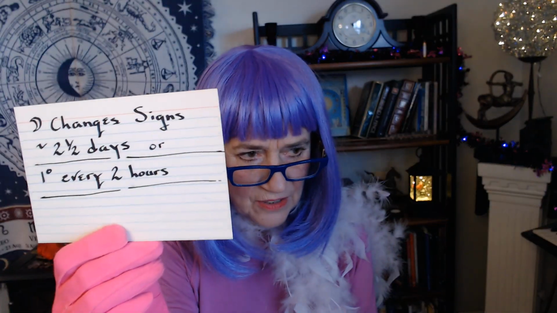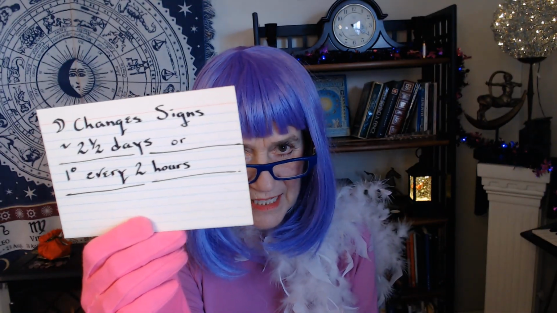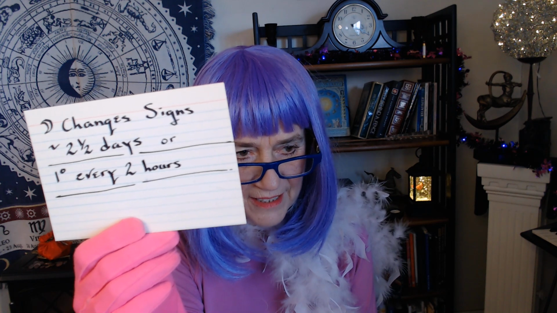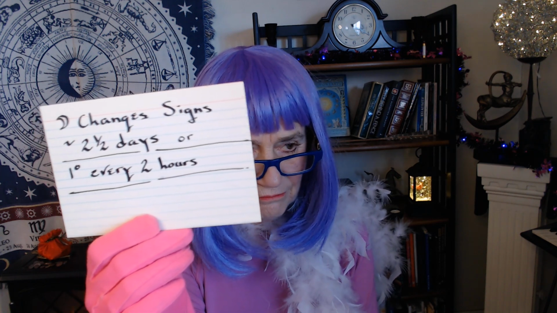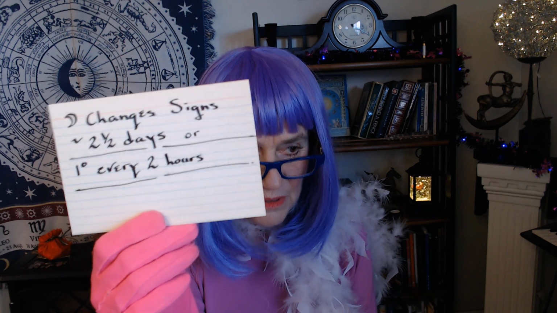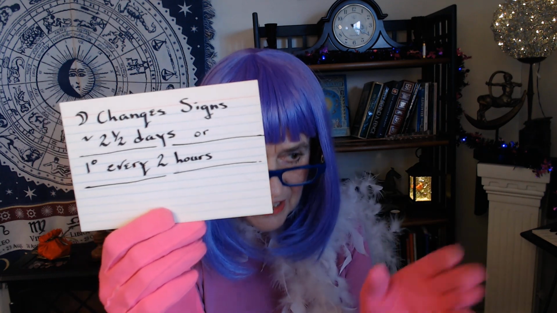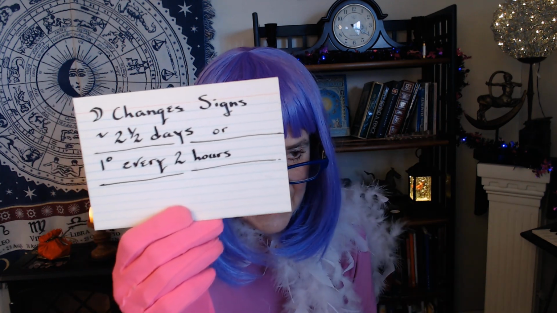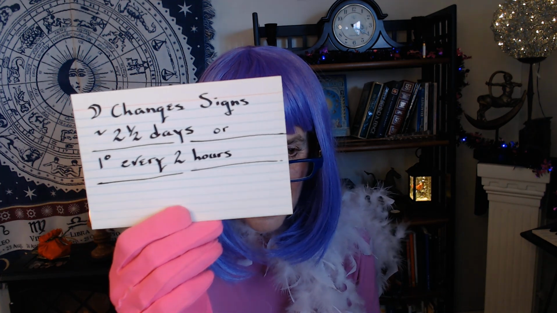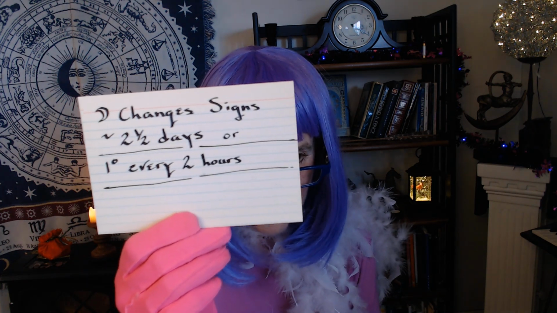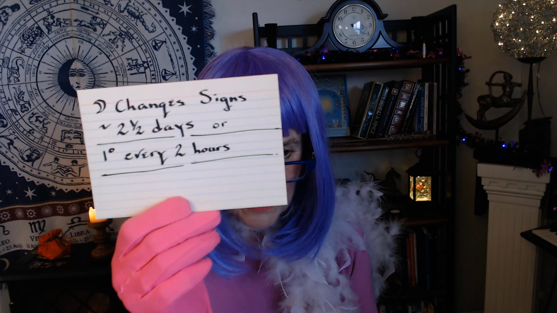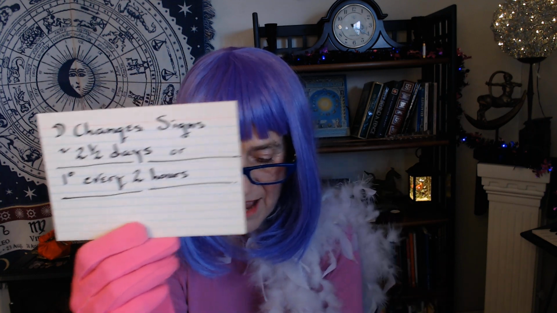Now, the moon is more tricky because the moon is moving pretty fast. Remember, I just decided to write this down so you guys could, if you need to, take a screenshot or whatever, just to really get in your mind, the moon does change signs approximately, and that's what that little squiggle means, about every 2.5 days. Or it's moving 1 degree every 2 hours.